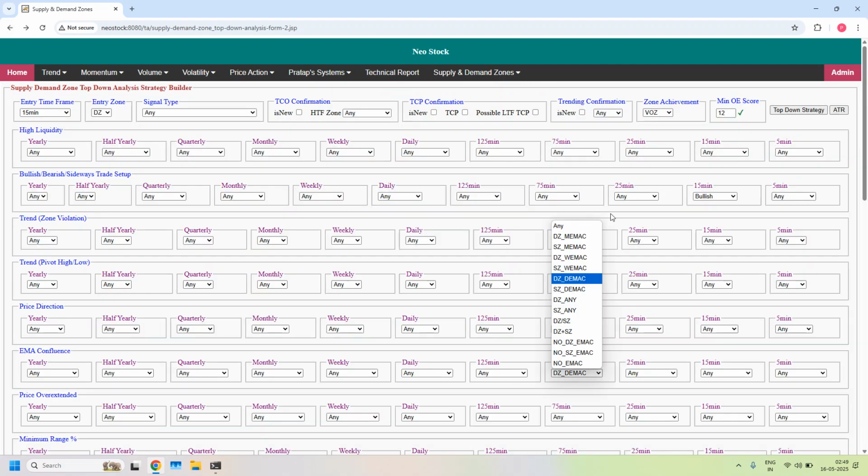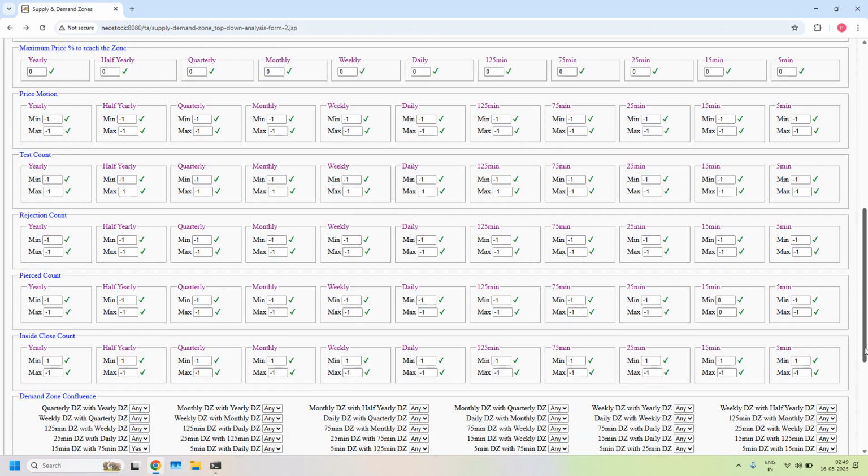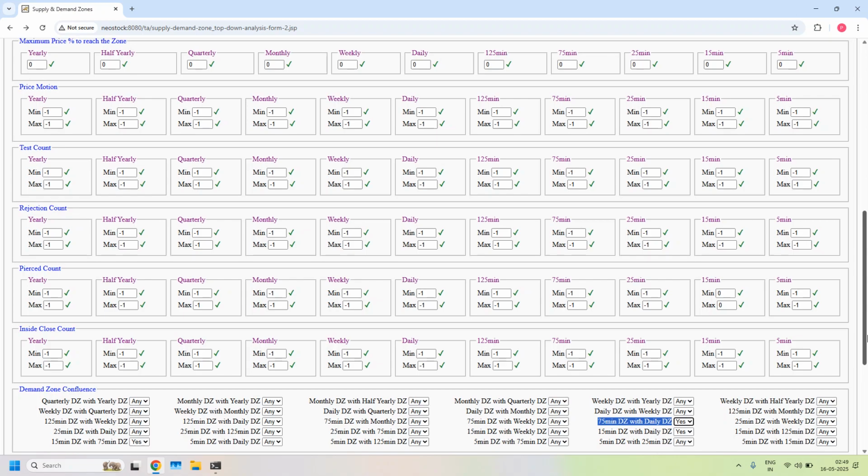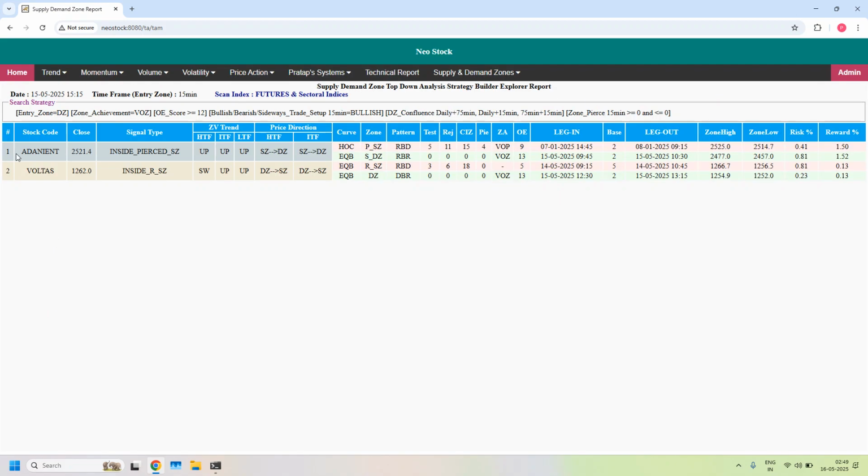I am removing EMA filter. Demand zone confluence, 3 filters we have to set. First one is already enabled. 15 minutes and daily demand zone confluence, 75 minutes and daily demand zone confluence. With all the 3 filters, we got 2 stocks.